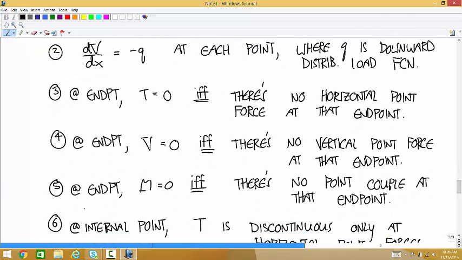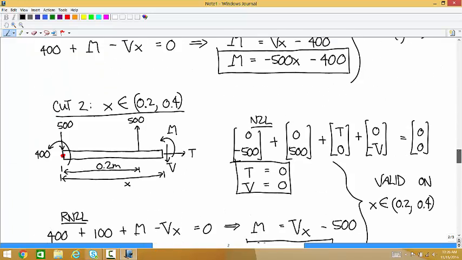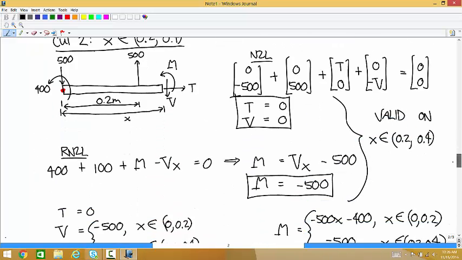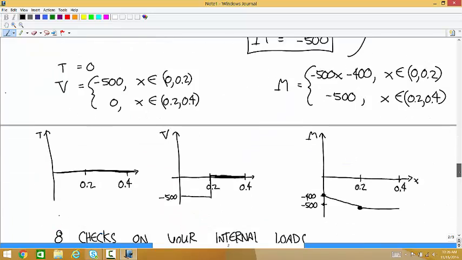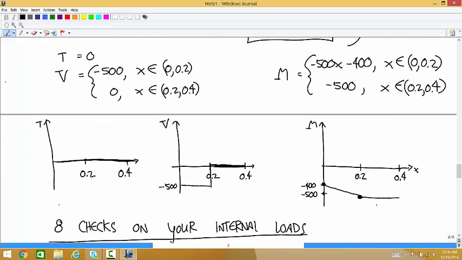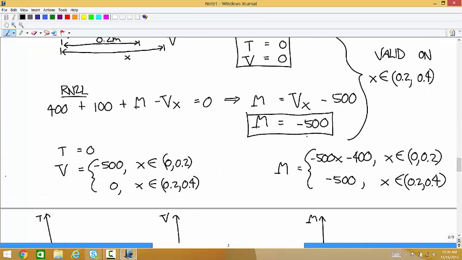And now the bending moment. Are there point couples at either endpoint? At both. So we should have non-zero bending moments at both endpoints. We do at the left, and you can tell from the graph we do at the right. You can see very easily, it's non-zero at the right, too.